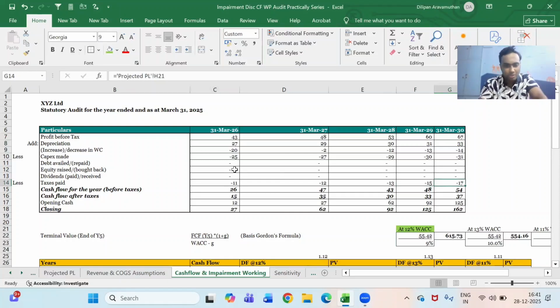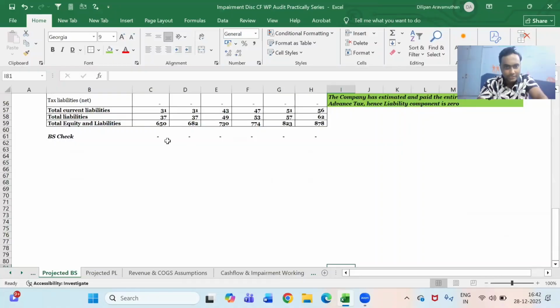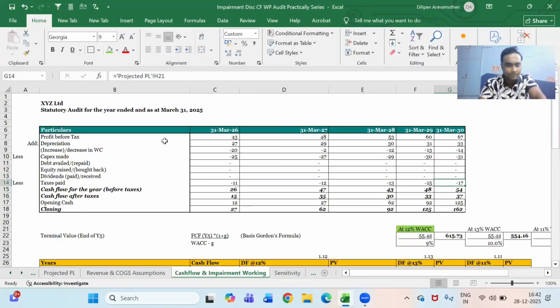And before that, guys, just want to tell you one thing. Whenever you complete the projected balance sheet, just ensure that the assets and liabilities side tie out perfectly and that the difference is zero. And in our case, the difference is zero, so we don't have any concerns surrounding that. So let me just come to the cash flow and impairment projections.